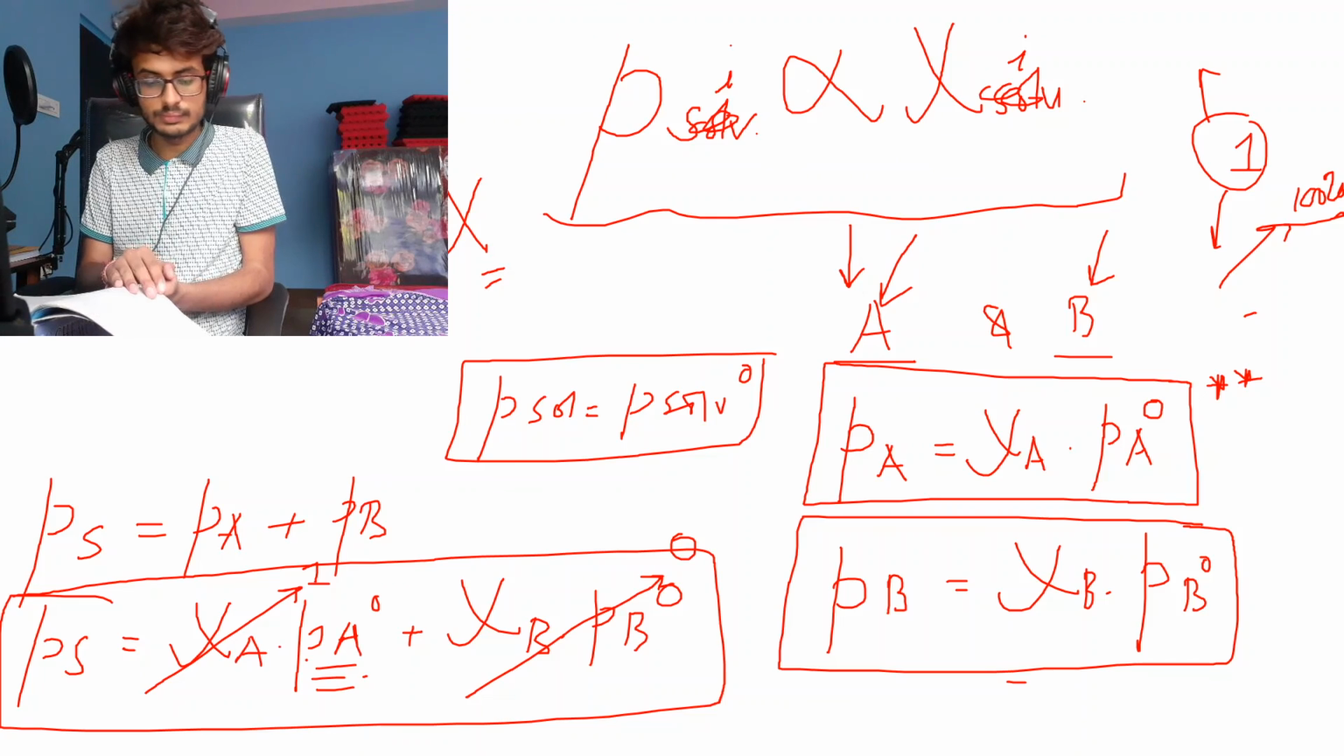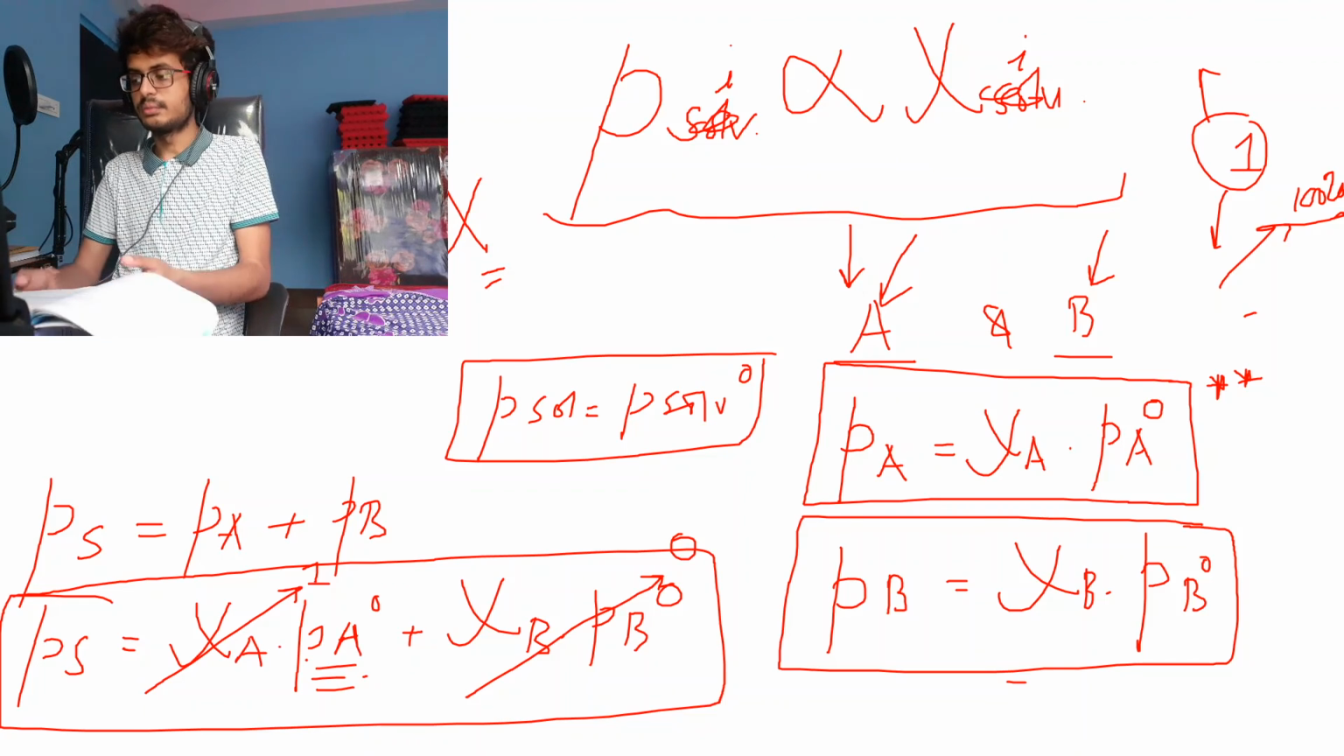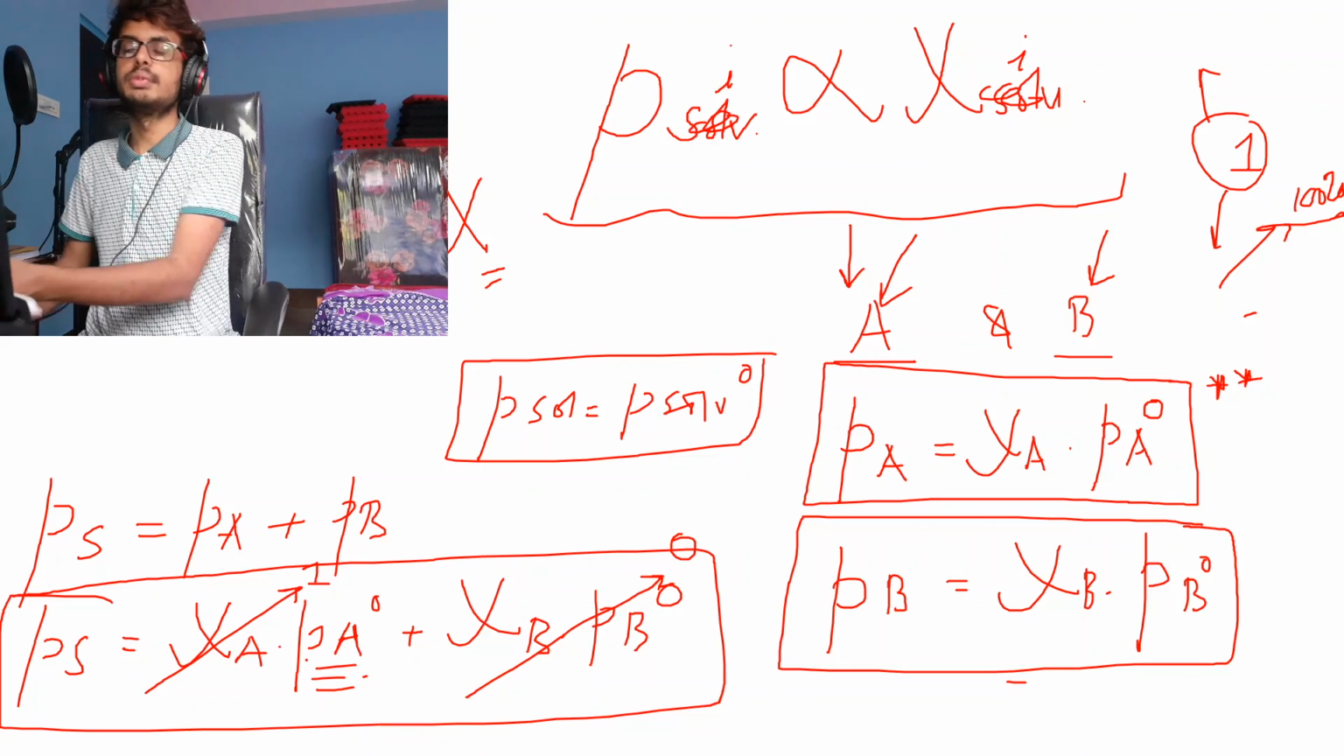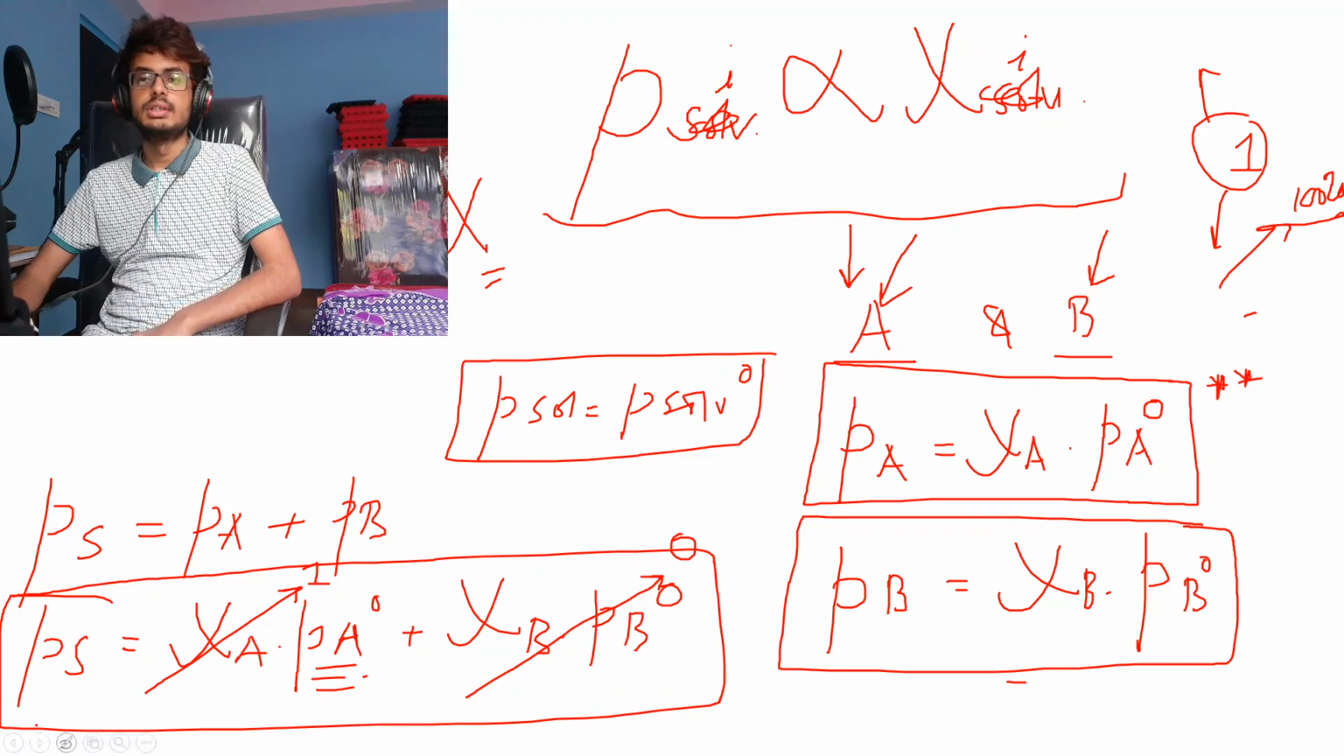So this is Raoult's law for a solution containing volatile components. So you have both the components to be volatile. So component A is volatile as well, component B is volatile.